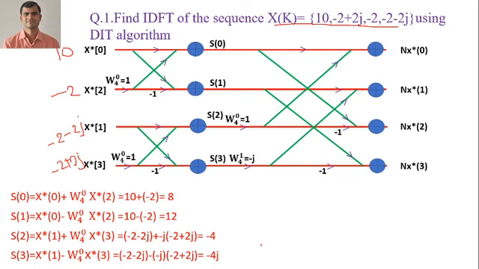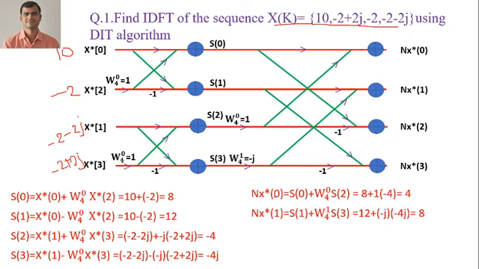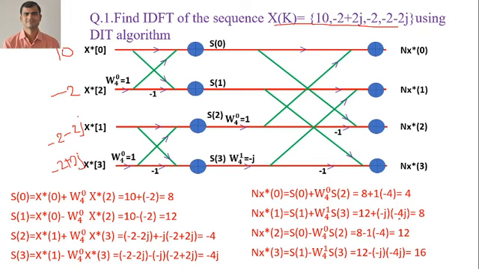Now after getting the output of stage 1, we have to find the output of stage 2. So N x conjugate of 0 is the addition of s0 plus W4^0 s2. So we will get the answer of N x conjugate of 0 is equal to 4. Now N x conjugate of 1 is the addition of s1 plus W4^1 s3. Simply you put the value, W4^1 is equal to minus j, you put here the value of s3, and we will get the answer for N x conjugate of 1. Then N x conjugate of 2 simply, and then lastly N x conjugate of 3.